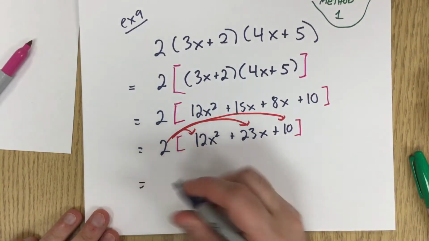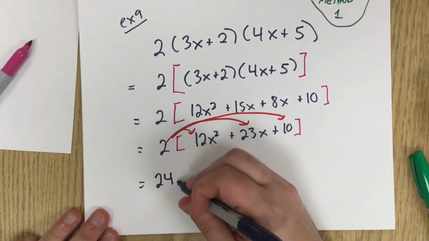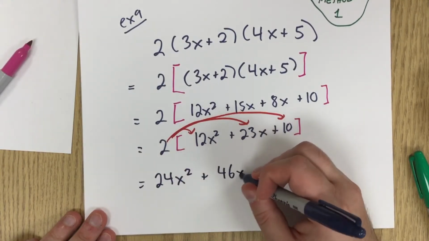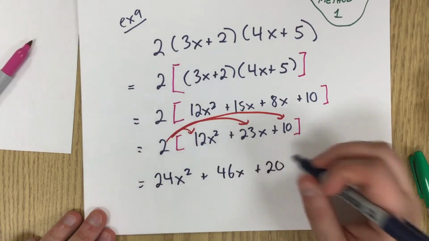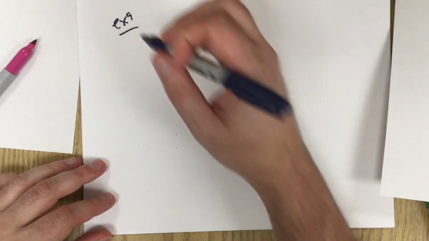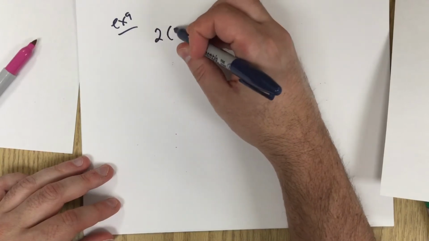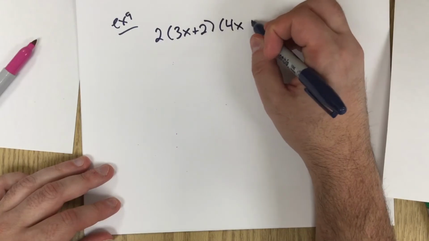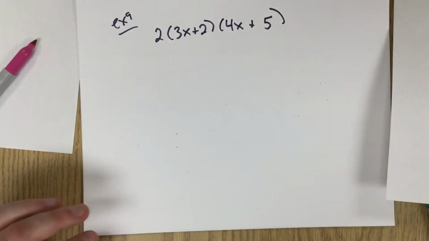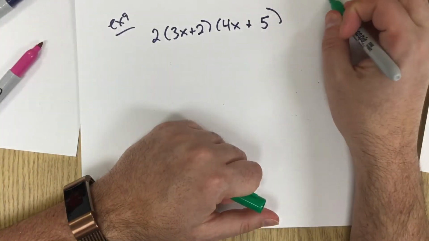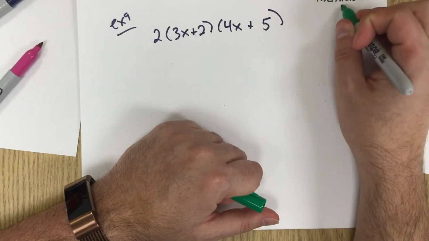And we get 2 times 12, 24x squared. 2 times 23 is 46x. And 2 times 10 is 20. And that's the answer. Let's do it in a different way. So this one we're going to call method 2.